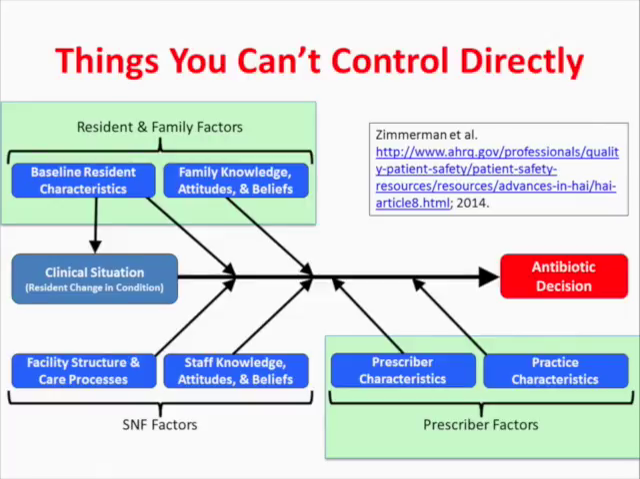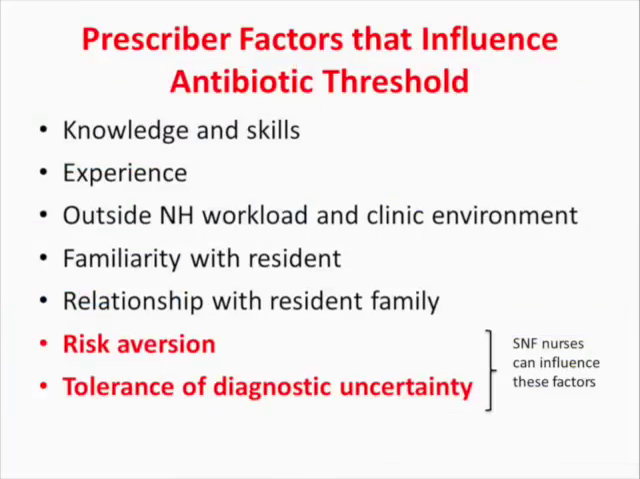So let's look a little bit at prescriber factors that influence decision making. We know that prescribers come with a wide array of knowledge and skills as well as experience. We also know that many of the prescribers have very different workloads both within and outside of the nursing home. And we also know that providers have varying degrees of familiarity and different relationships with the resident and the family. All of these things will influence their prescribing threshold, or willingness to start antibiotics or unwillingness to start antibiotics.